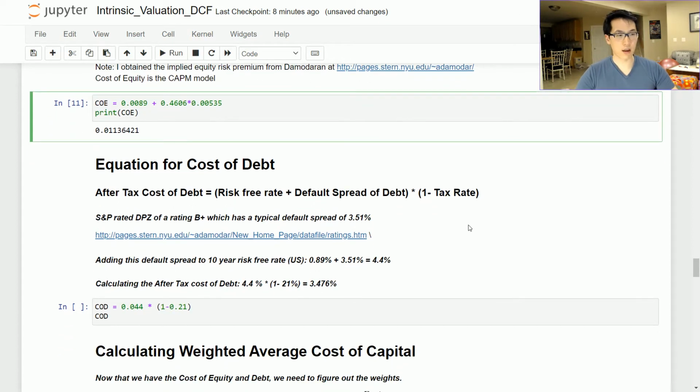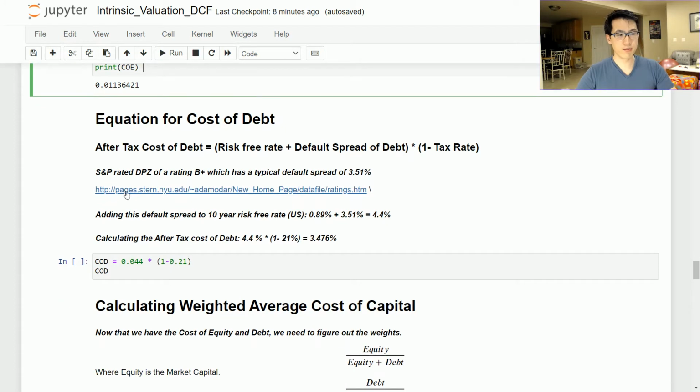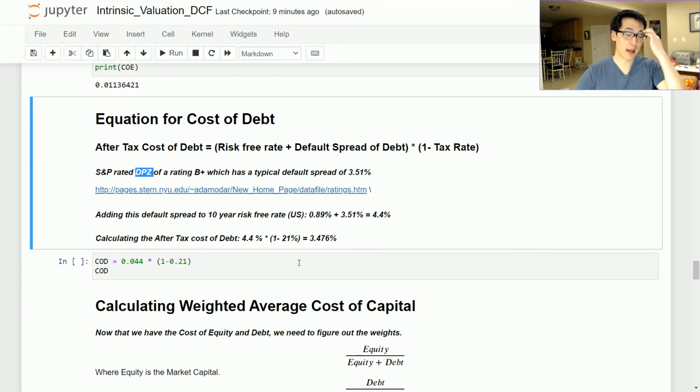Now, next, calculate your cost of debt. Very similar way, I just have a formula. You take your risk-free rate, you add in your default spread, and then you multiply that by your tax rate, well, net it out. In this case, I looked up what Domino's Pizza's bond rating was. I saw that it had a rating of like a B+. The S&P, or Standard & Poor's, gave it a B+.